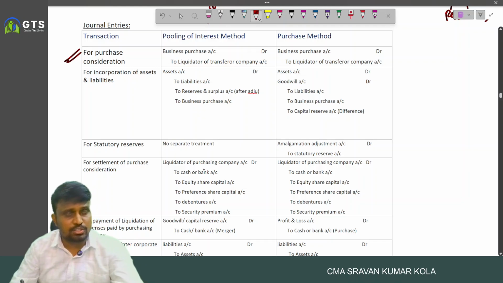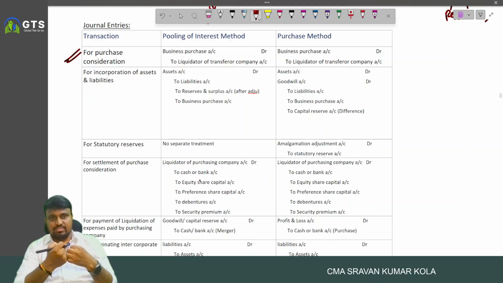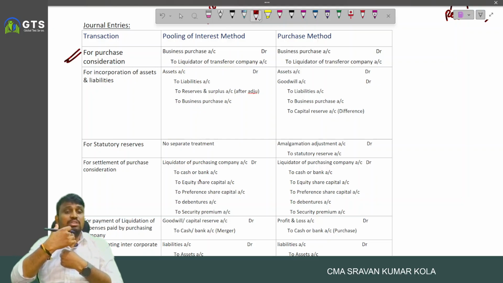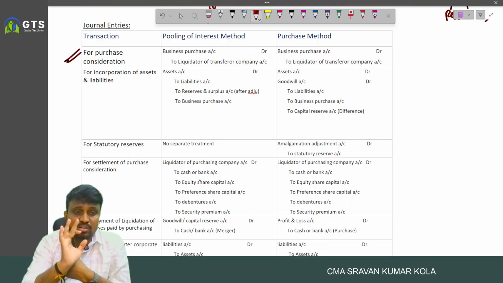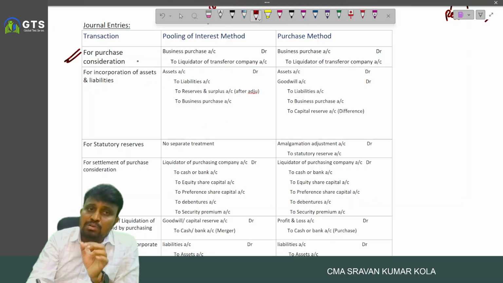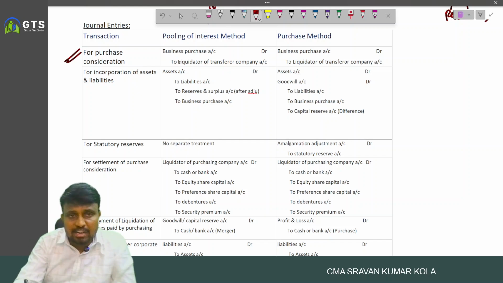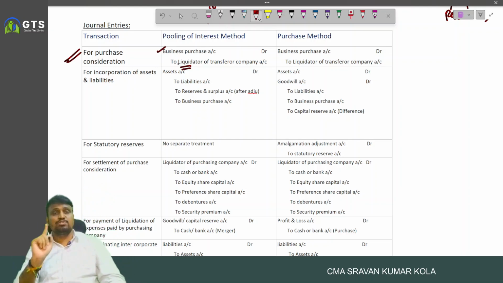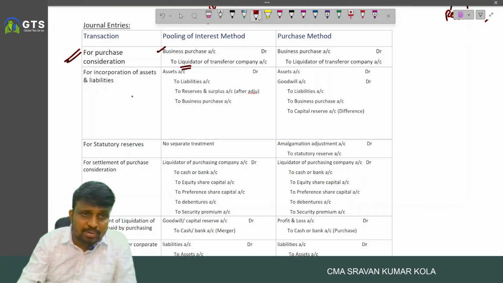For purchase consideration, we are acquiring the business. In return, we are required to pay the amount to the transferor company, the shareholders of the transferor company. And what are we required to pay? Nothing but the PC. So first we have to write the entry for PC due. What do we get? Business. So we write the entry: business purchase account debited to liquidator of transferor company. In both methods, we have to write the same entry.